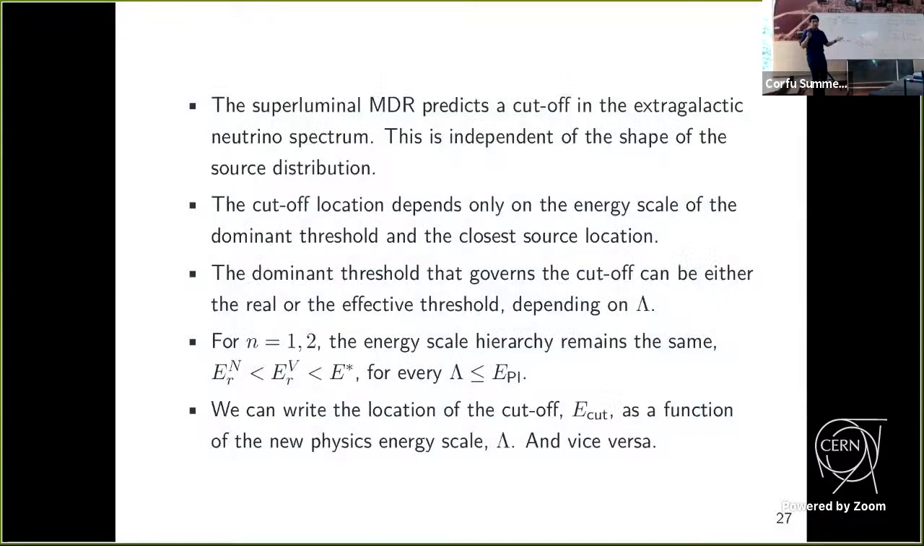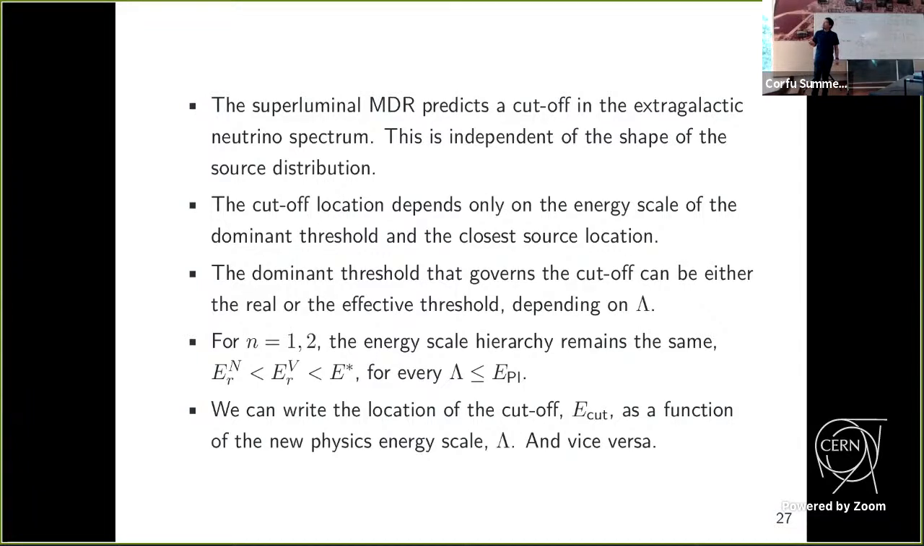So now, summarizing what we have done, we know that a superluminal modified dispersion relation predicts a cutoff in the extragalactic neutrino spectrum independently of the shape of the source distribution. This is good because we don't know exactly what the distribution of the punctual sources of neutrinos is. Then the location of the cutoff depends only on the scale of the dominant threshold and the location of the closest source.